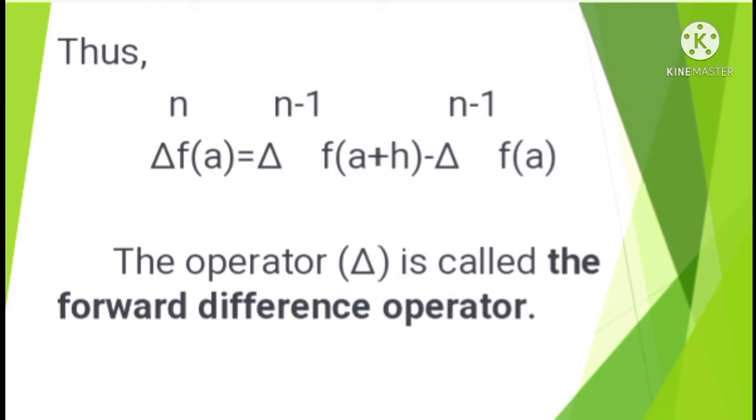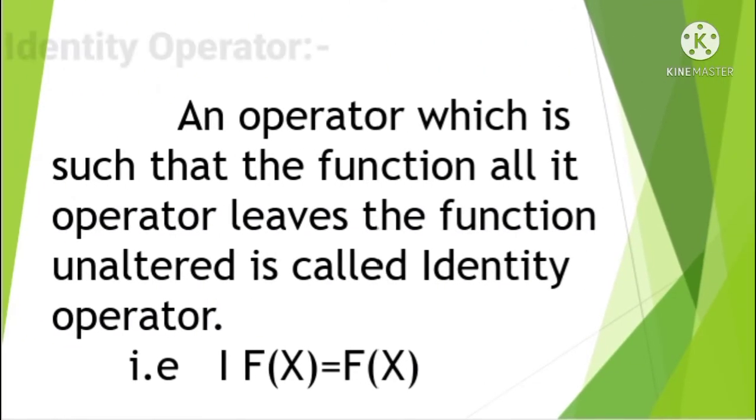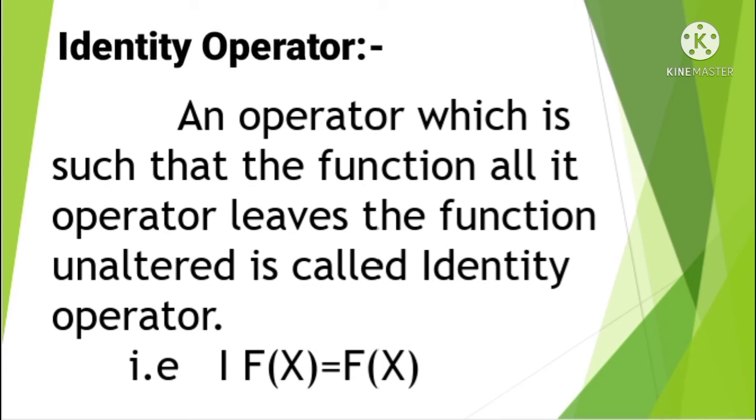Similarly, the nth difference is delta raised to n f of a equal to delta raised to n minus 1 f of a plus h minus delta raised to n minus 1 f of a. The operator delta is called the forward differences operator. Then the next one is the identity operator.